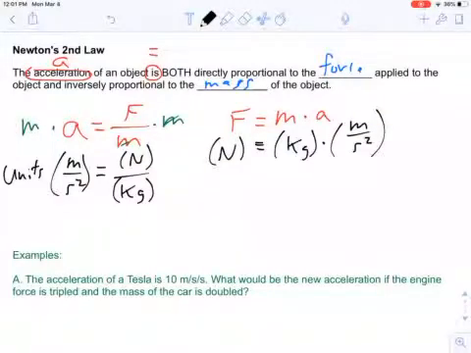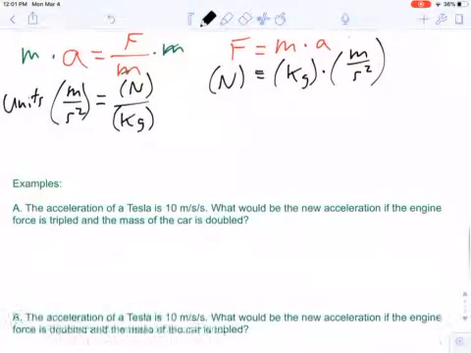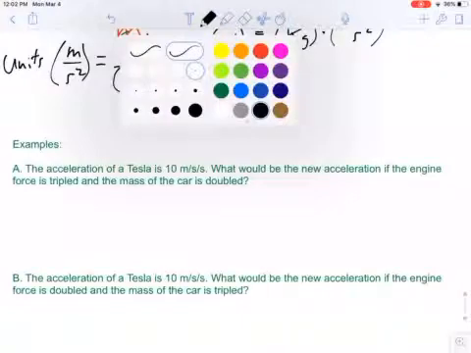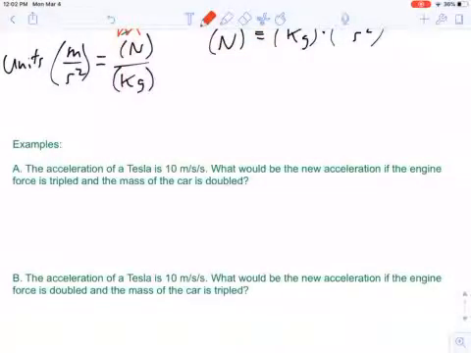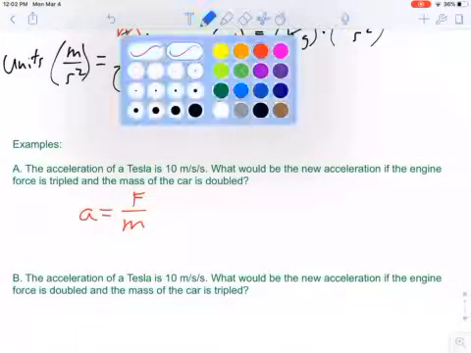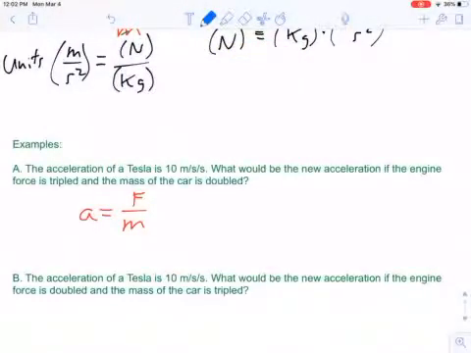Okay. Now, take a look at the examples here. The acceleration of a Tesla is 10 meters per second squared. What would be the new acceleration if the engine force is tripled and the mass of the car is doubled? So if we go back to our equation, that acceleration equals force divided by mass. And I'm going to use blue here to show the changes that we're looking at.